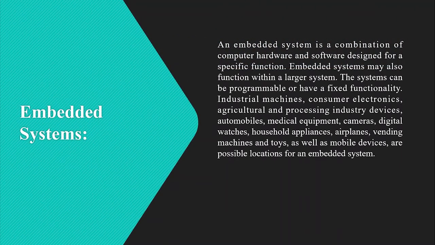So we'll see what an embedded system is. An embedded system is a combination of software and hardware which is used to do a particular specific task. The system can be programmable or have a fixed functionality. Industrial machines, consumer electronics, agriculture and processing industry devices, automobiles, medical equipment, cameras, digital watches, household appliances, airplanes, vending machines and toys, as well as mobile devices are possible locations for an embedded system.